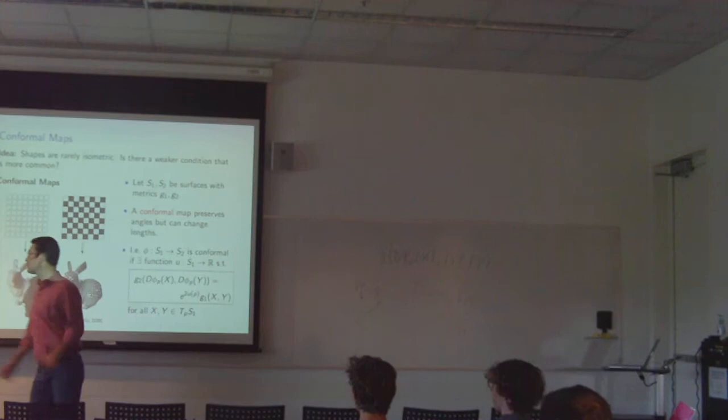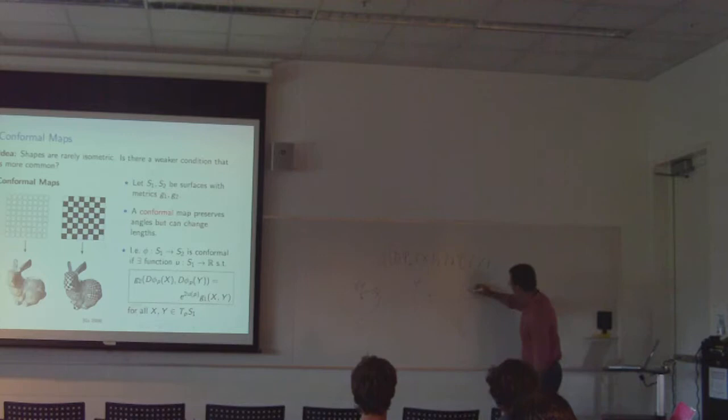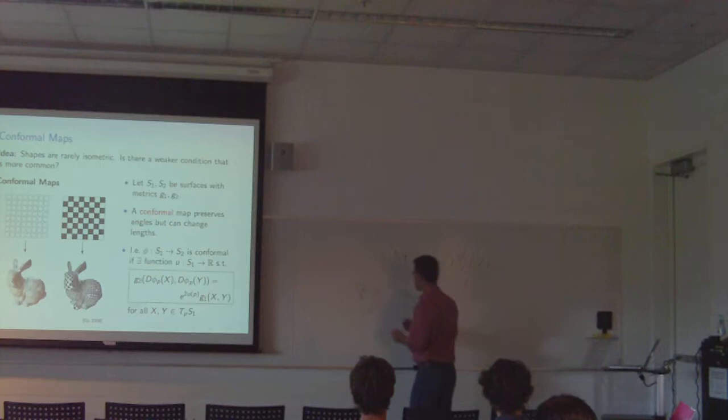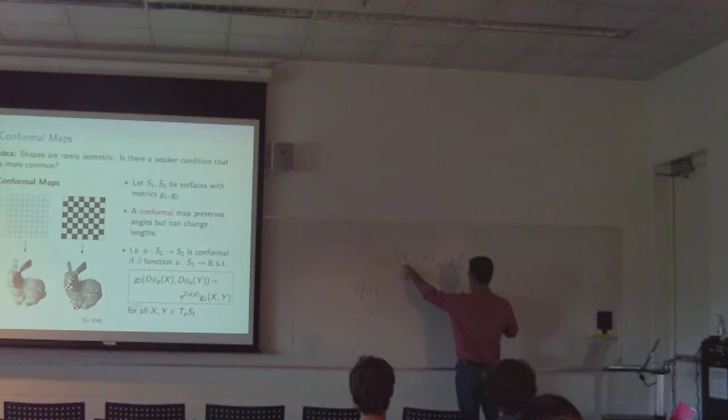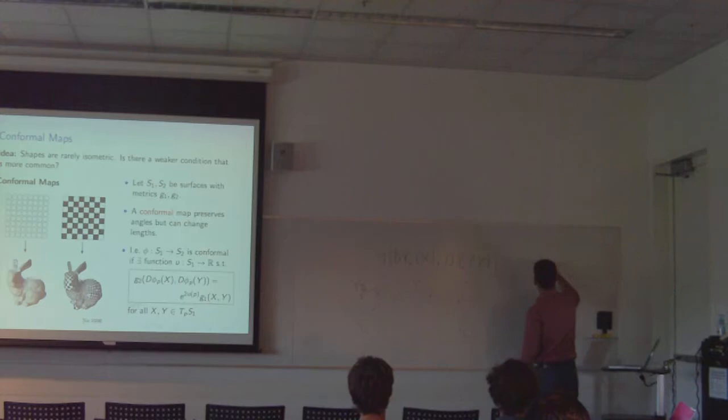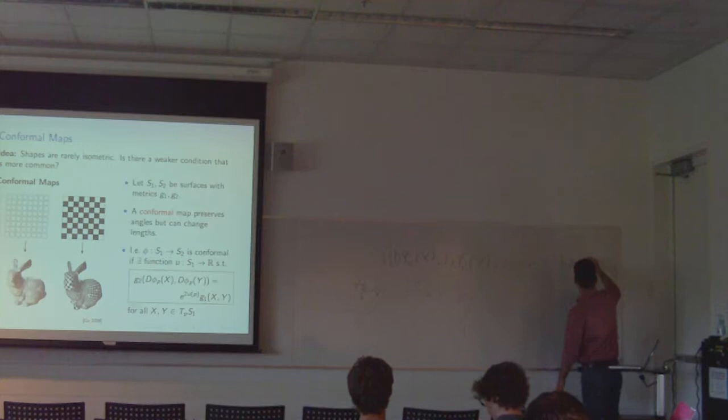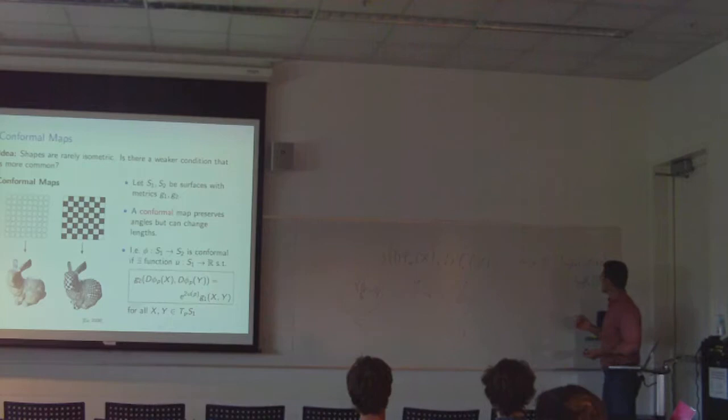Okay, no color markers. Right, anyway, so this angle stays the same. So theta is here, same angle theta there. How does that manifest itself mathematically? Well, what I want is this inner product, which is equal to the angle theta multiplied by the length of dφ of capital X multiplied by the length of dφ of capital Y, right? I want the lengths to be preserved. I'm sorry, I want the angles to be preserved.